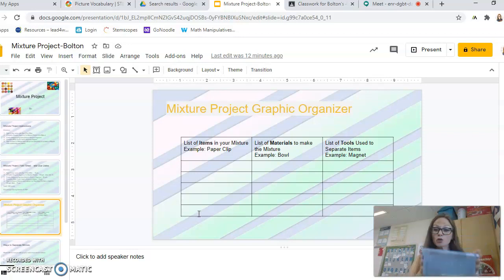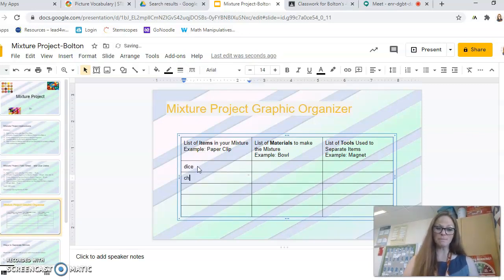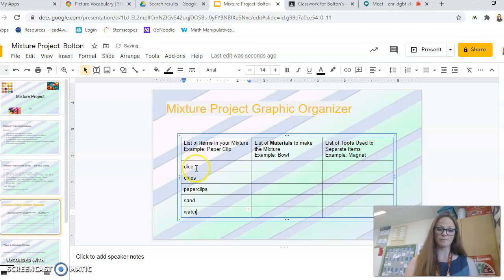So your job, what I would do is write all of the items that I have in my mixture on my list. So I have dice. I have chips. I have paper clips. I have sand, and I have water. So those are the items in my mixture. You're just telling me what you're mixing. If you want to do different kinds of beans, if you want to go outside and find rocks, pine cones, whatever it is around your house that you want to use in your mixture, totally up to you.